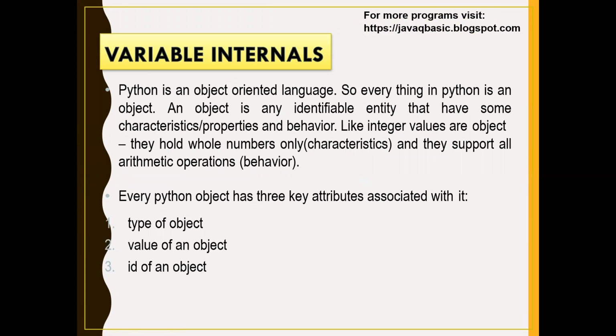Variable internals. Python is an object-oriented language, so everything in Python is an object. An object is an identifiable entity that has some characteristics, properties, and behavior. Like integers, values are objects. They hold whole numbers only, and they support all arithmetic operations. Every Python object has three key attributes associated with it: type of object, value of an object, and ID of an object.